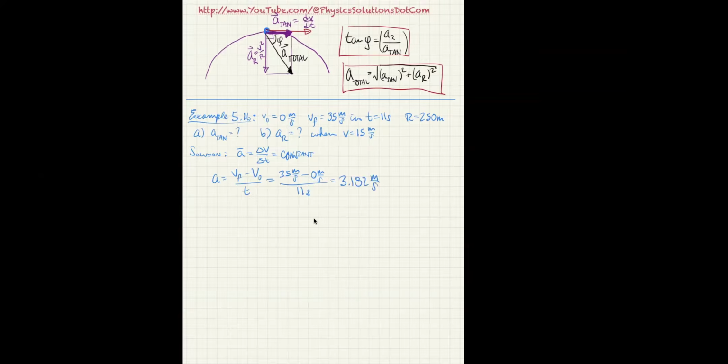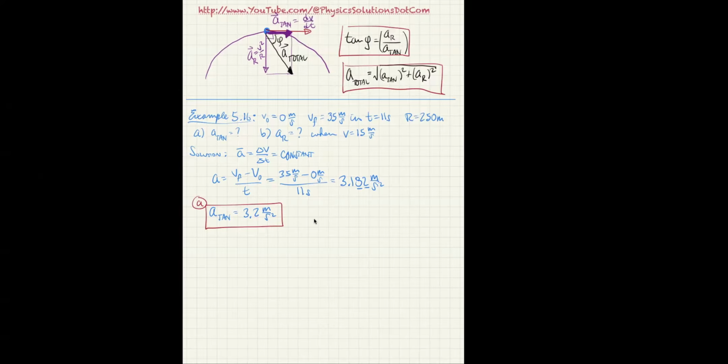meters per second squared. And we only had 2 sig figs, so I'm going to underscore the 8 and the 2 to keep track of that. So that's our actual acceleration, and that happens to be A tangential. So A_tan is equal to 3.1, well, we might as well round it to 3.2 meters per second per second. And that was what we were asked to find, so we found that.